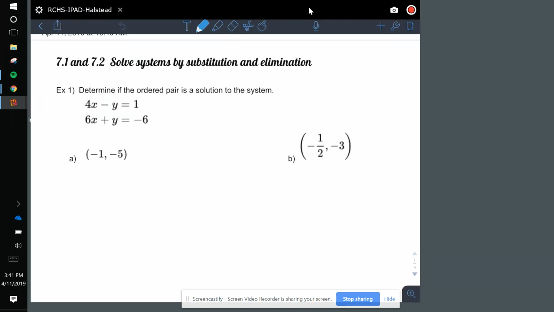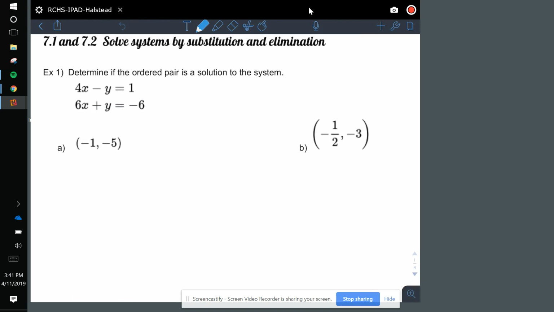We're going to do substitution and elimination. So think back to like Math 1, but with a little flair. First off, we're going to determine if the ordered pair is a solution or not. So what do we need to be a solution? The ordered pair needs to work in both equations.